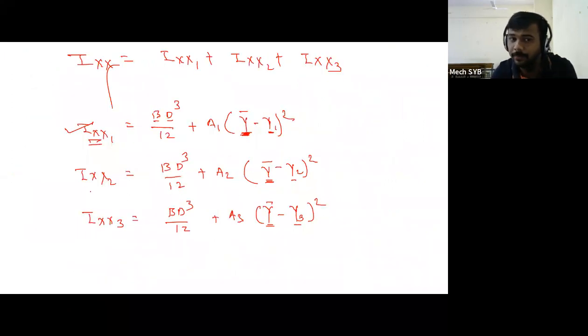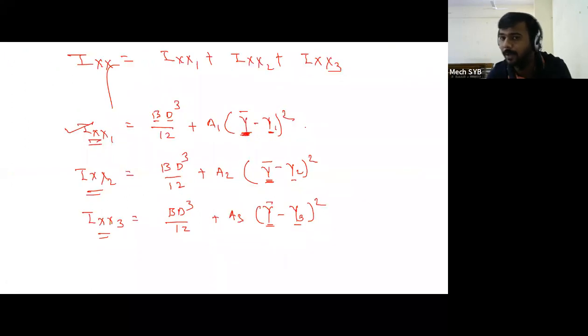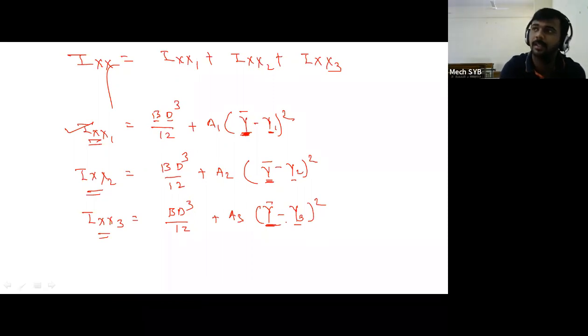त्यामुळं Ixx1, Ixx2 आणि Ixx3 च्या फॉर्म्युल्यामध्ये जो y बार घेणार आहे तो y बार म्हणजे कुठला? A1 y1, A2 y2, A3 y3 डिवाइड बाय A1 plus A2 plus A3 हा फॉर्म्युला वापरून जो y बार आलेला आहे तोच y बार त्या फॉर्म्युल्यामध्ये काय करायचं आहे? पुट करायचं. Getting? So write down these three formulas. Write down the first formula. Ixx is equal to Ixx1 plus Ixx2 plus Ixx3. Okay, no problem. You can take that also.